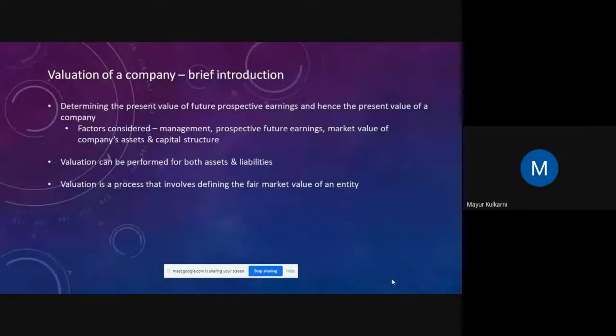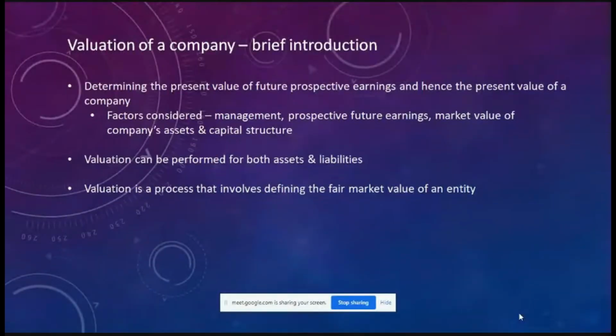Ma'am, I have one small doubt. What is meant by promoters? Promoters are people who have initially started the company. They are the founders. For example, Anand Mahindra's family is a promoter in the Mahindra Group, or Mukesh Ambani is a promoter of Reliance Industries.